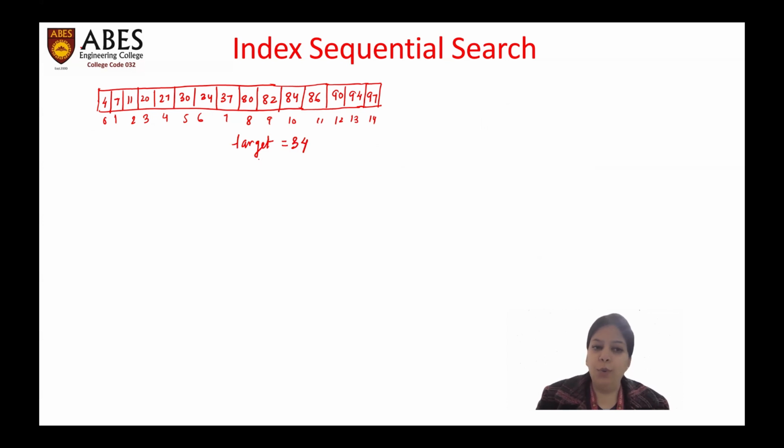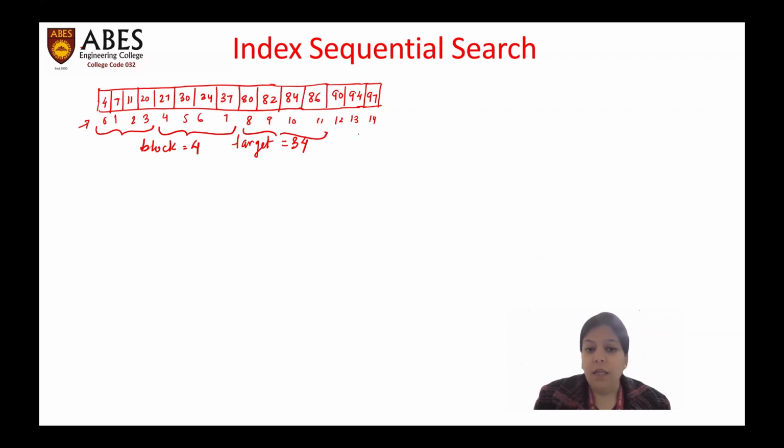So in order to do so with the indexed sequential search, we have to divide this input array into blocks. Suppose the block size that we are taking is equal to 4. So in this case, we are going to divide this input array into the blocks of 4 elements like this.